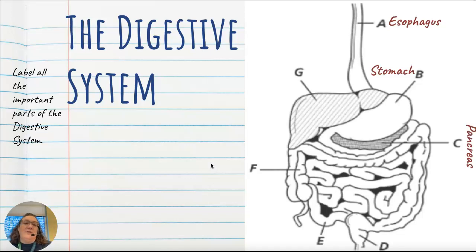And then you've got your pancreas, which we'll go into more detail later. There's a rectum down here at the bottom for collecting waste. You've got your small intestine, your large intestine, and finally your liver. So those are the main parts, and now we're going to go through each one and talk about what they do.